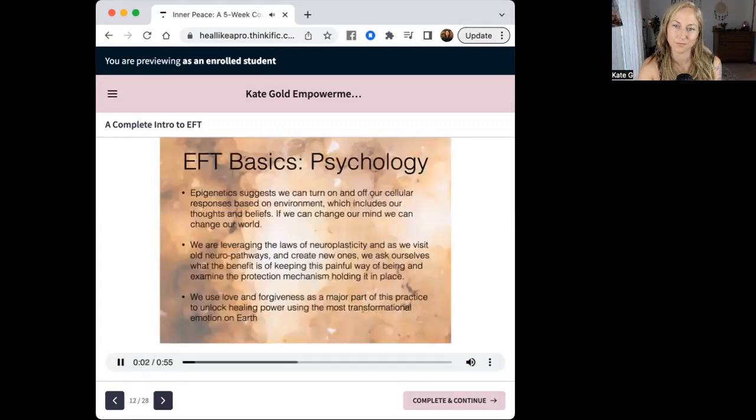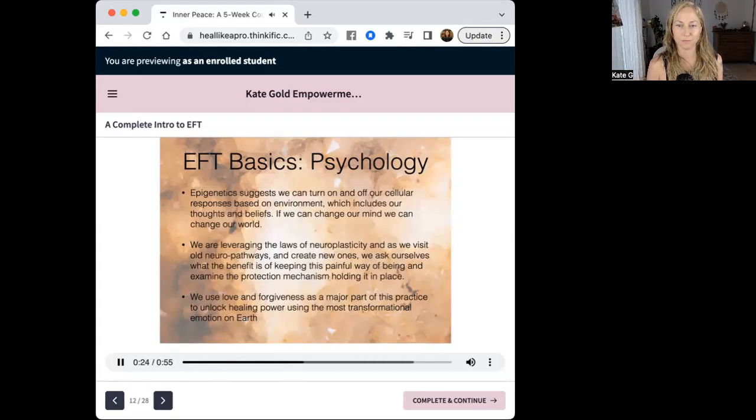To really drive home the fact that EFT is science-based, I'm going to share with you some of the information that is the foundation of EFT. Epigenetics suggests that we can turn on and off our cellular responses based on environment, which includes our thoughts and beliefs. And if we can change our minds, we actually can change our world.